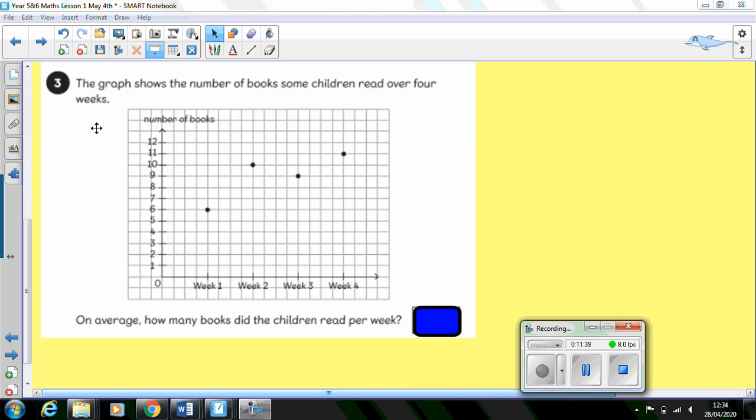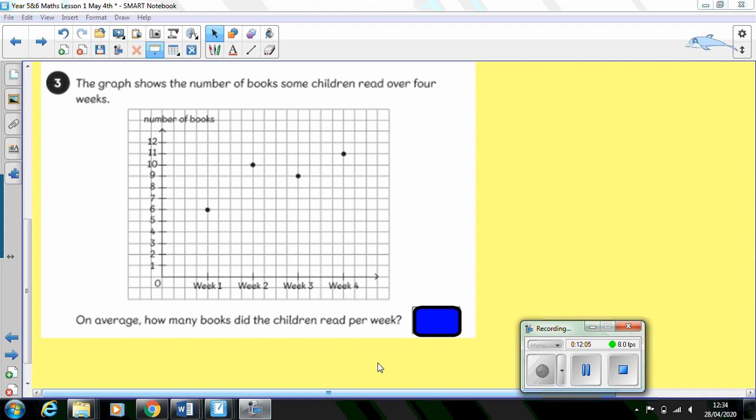Last question. The graph shows the number of books some children read over 4 weeks. Number of books on this axis, the weeks on here. I'll read out in case it's not clear, and I wouldn't normally do this in the lesson, in case it's not clear on the YouTube clip, the number of books. This one's 6, 10, 9, and 11. On average, how many books did the children read per week?